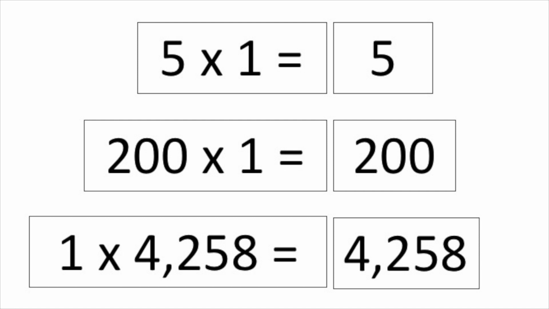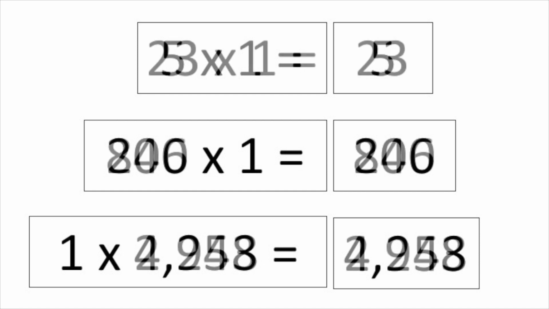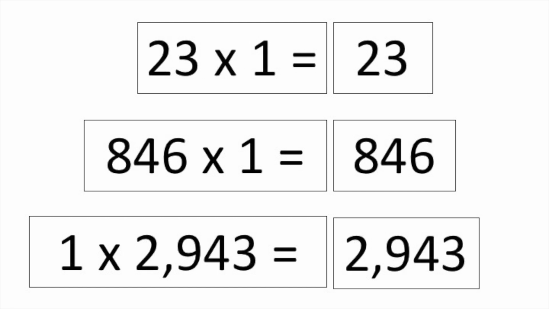For example, 5 times 1 equals 5. 200 times 1 equals 200. If we multiply only by 1, the answer is always the number, because we're only timesing by 1. And if it goes the other way, it's the same. 1 times 4,258. What's the answer? 4,258. You see? Timesing by 1, it's always the same answer. And this doesn't matter how many digits. 23 times 1? 23.